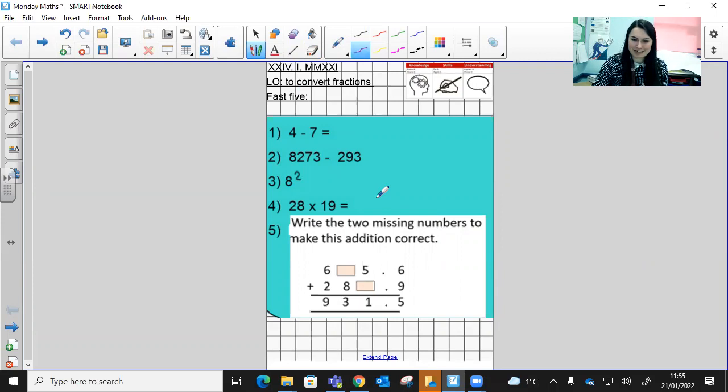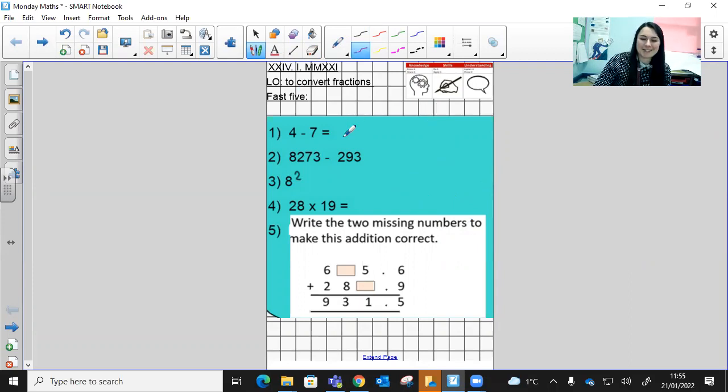I'm going to be doing maths with you today, and we are all going to be revising how to convert fractions between mixed and improper. So, first of all, pause your screen because you have 5 questions to complete for your fast 5. I'm going to go through the answers, so make sure you've paused and had a go on some paper first.